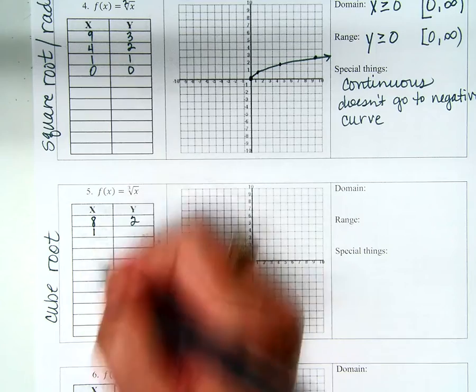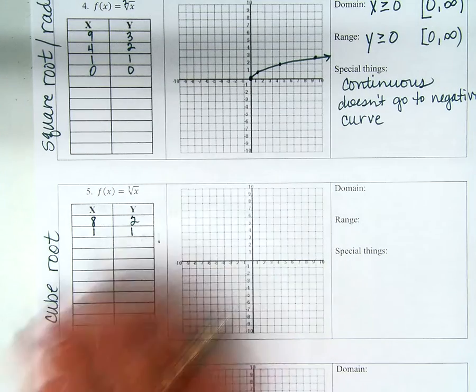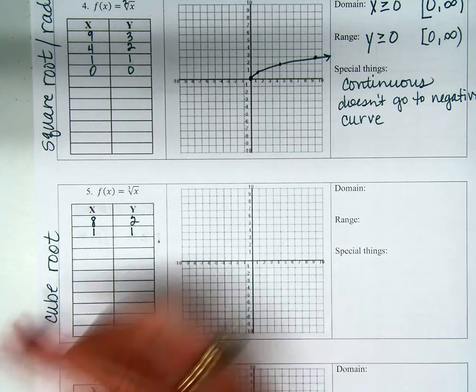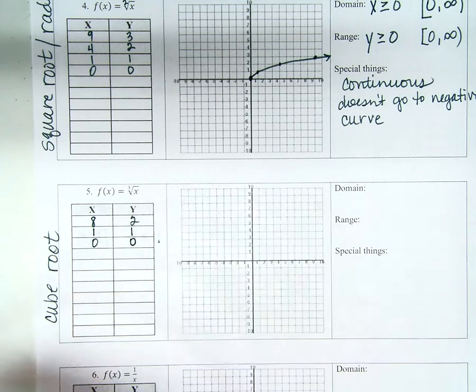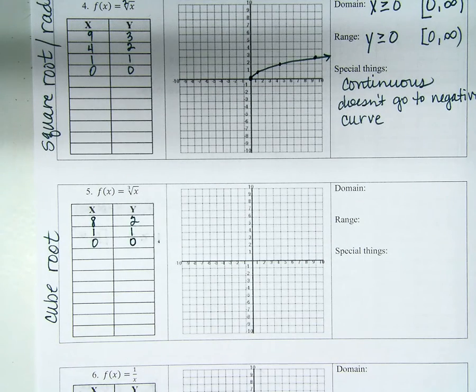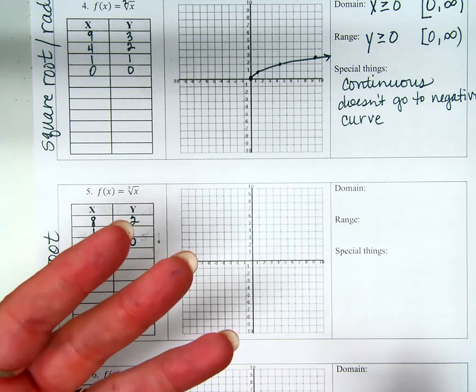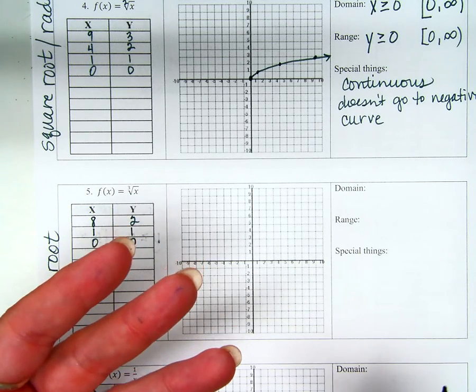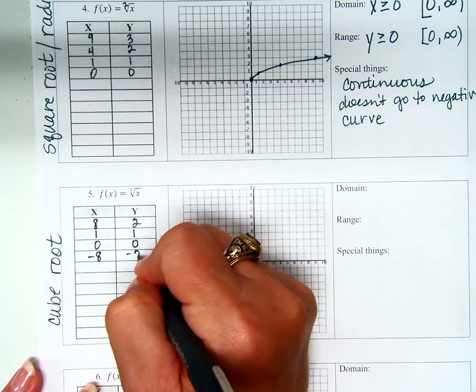1. What times itself is 1? 1. What else could I put there? 0. Good. What's that one? 0. Okay. Is that it? Yeah, why can you? What times itself equals negative 8? Negative 2. Okay? Negative 8 will be negative 2.